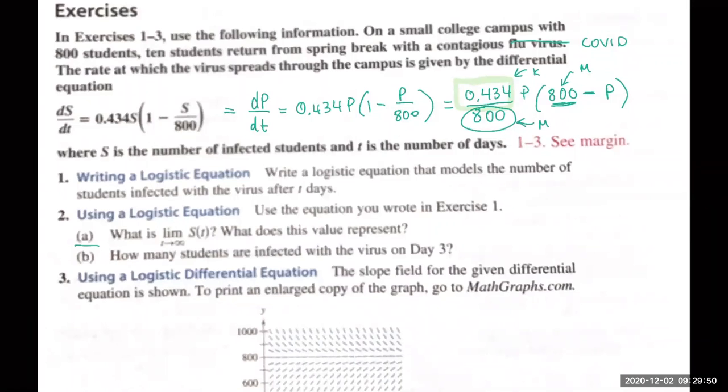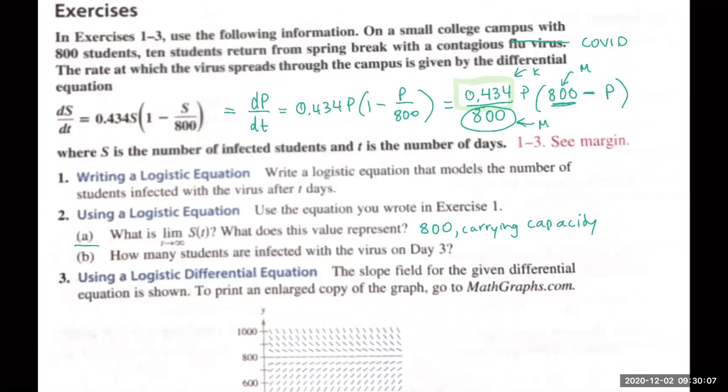Okay, perfect. Someone wrote 800, and that represents the carrying capacity. That's the maximum number of students that would get infected in this case. So 800. Okay, so then let me go back to 1.